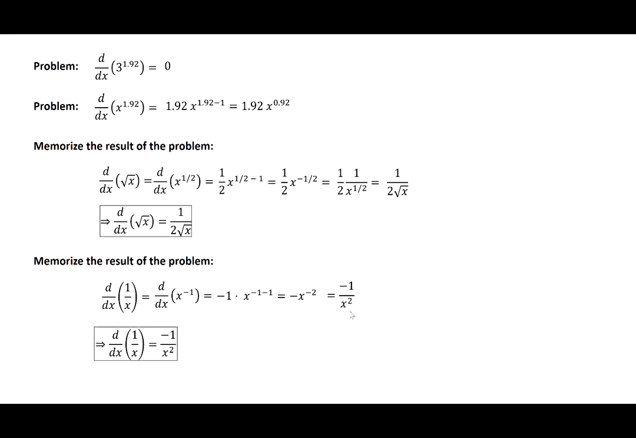d/dx of the square root of x is 1 over 2 square root of x. d/dx of 1 over x is -1 over x squared. Please memorize. Cool.